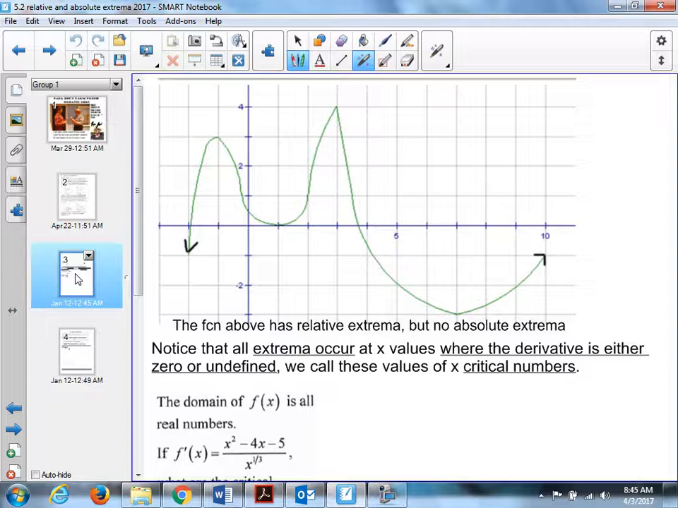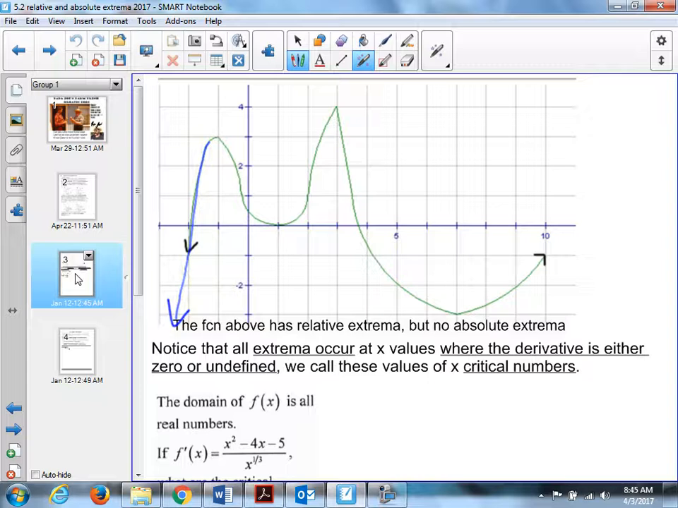Now we've used the word relative only. And relative means in its neighborhood, like just in that general zone. Absolute extrema are different. This function above has relative extremes, a relative maximum, a relative minimum, but no absolute maximums or minimums. Like, just take a look on the right-hand side of the graph. This implies that this goes up forever. So it has no maximum value for this function. This tells us that this goes down forever. No actual absolutely smallest value for that function.